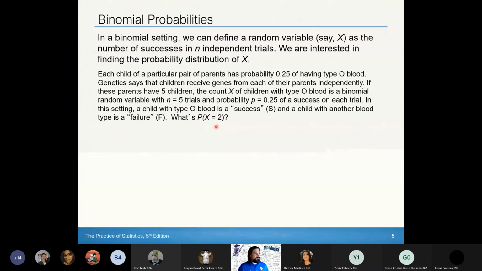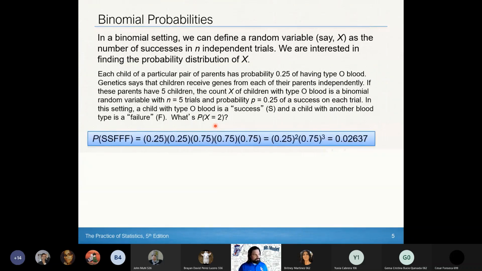So what's the probability that we have exactly 2 kids with type O blood out of the 5? Or P of x equals 2. This is the probability of 2 successes and 3 failures. This is representing the outcome of the first 2 kids having type O blood and the next 3 all not having type O. We would get 0.25 times 0.25, times 0.75, 0.75, 0.75.